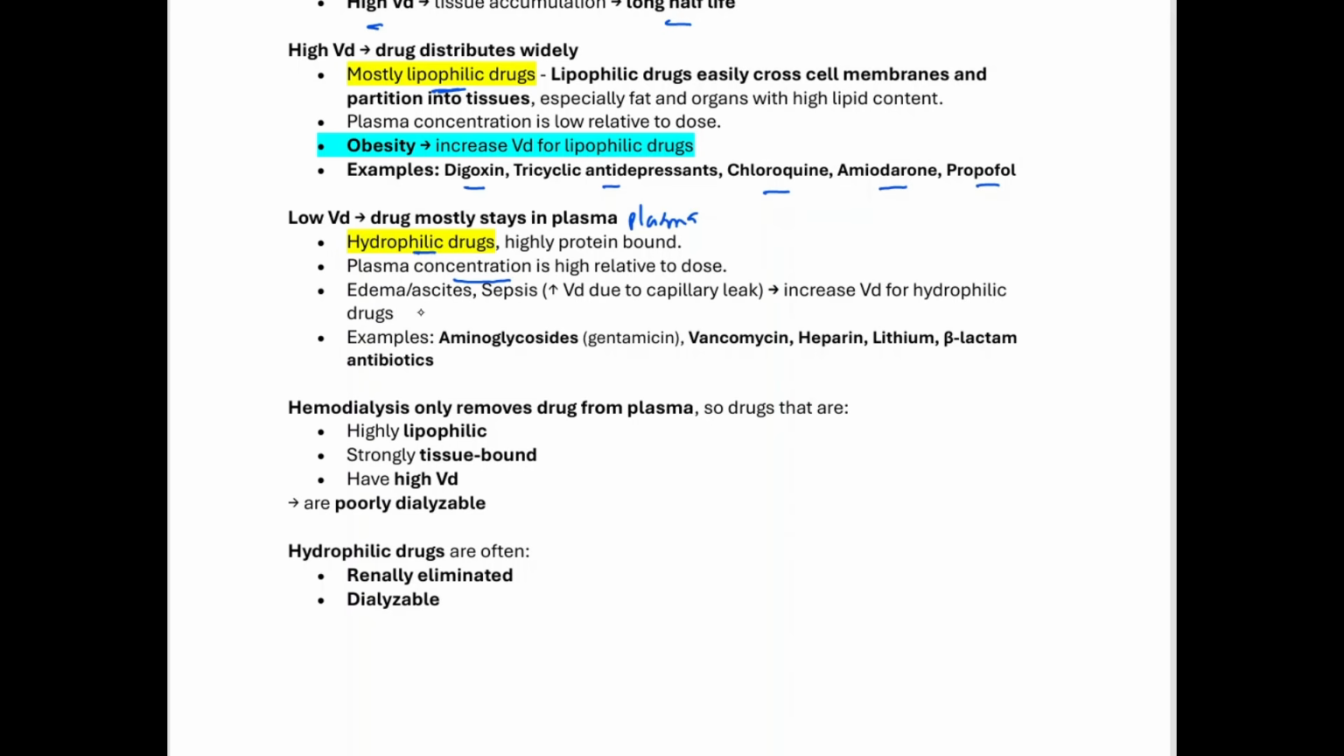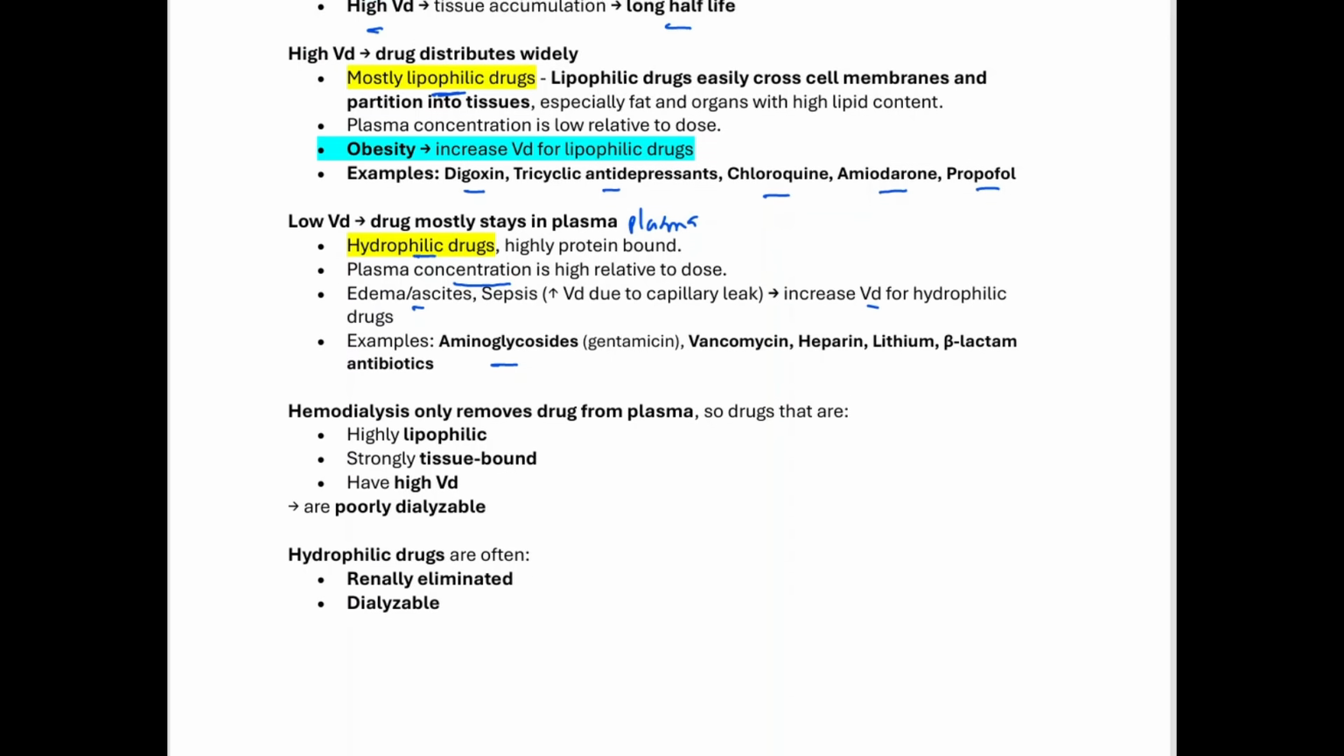And if a patient has a pathology like edema, ascites, or sepsis, because as we know, sepsis could increase capillary leakage, so it could cause increased post-venous capillary permeability, this could lead to an increase in volume of distribution for hydrophilic drugs. Examples of drugs that have low volume of distribution include medications like aminoglycosides such as gentamicin, vancomycin, heparin, lithium, and beta-lactam antibiotics.